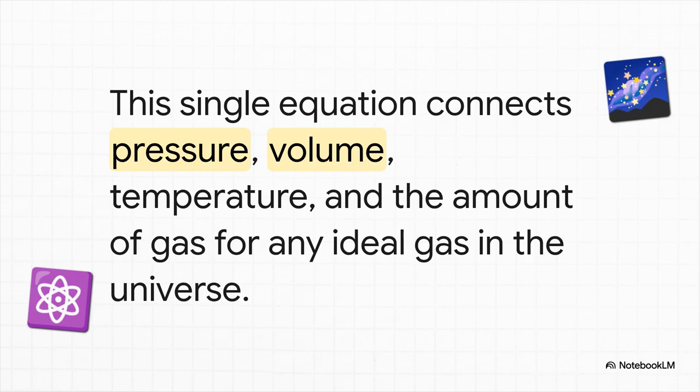PV equals nRT, the ideal gas law. This is the big one. This single equation links pressure, volume, the amount of gas, and temperature all together. If you know any three of those things, you can calculate the fourth for any ideal gas anywhere in the universe. It's just incredibly powerful.